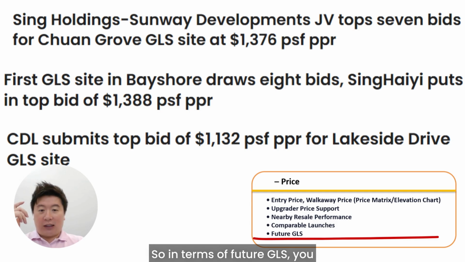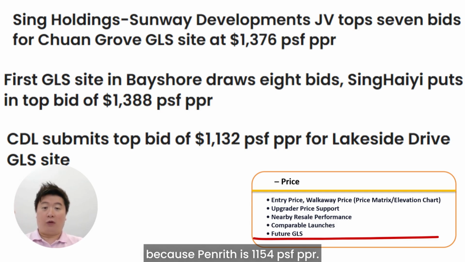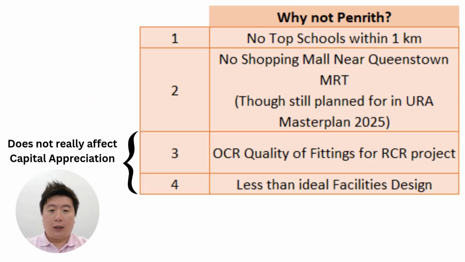So in terms of future GLS, you know that you're already safe because Penrith is 1154 PSF PPR. And look at all these figures. And by the way, the first two, all of these are in OCR. All these are in OCR region. So you are safe. For sure, you are safe price wise. All right, let's move on.